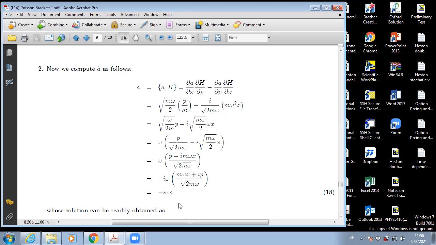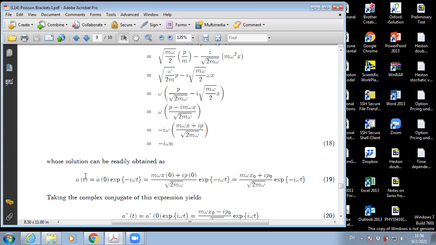We know that this first order differential equation must have a solution in the form of an exponential function. Why? Because you differentiate A once and you get back something proportional to itself. So what kind of solution can it be? Exponential function. So the solution is A(t) equal to A at t equal to 0, this is the arbitrary constant of integration, times e to the power minus i omega t.